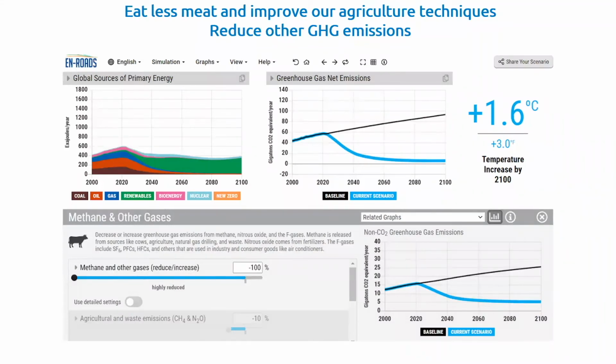And then this is not directly related to the Energy Innovation Act or carbon tax, but we can choose to eat less meat. We can improve our agricultural techniques. Regenerative agriculture tends to improve the quality of the soil. Good quality soil captures more carbon. We could reduce other greenhouse gas emissions, and now we're down to 1.6 average global temperature increase.